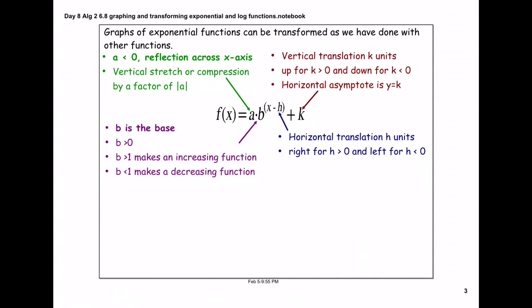A vertical translation is our k on the outside, and if it's positive, it moves up. If it's negative, it moves down. And we have a horizontal asymptote where y is equal to k. And then when we look at our h inside up by our exponent, it is the translation right and left, so it's going to go opposite of what you think. If it's negative, it's going to move to the right. If it's positive, it's going to move to the left.